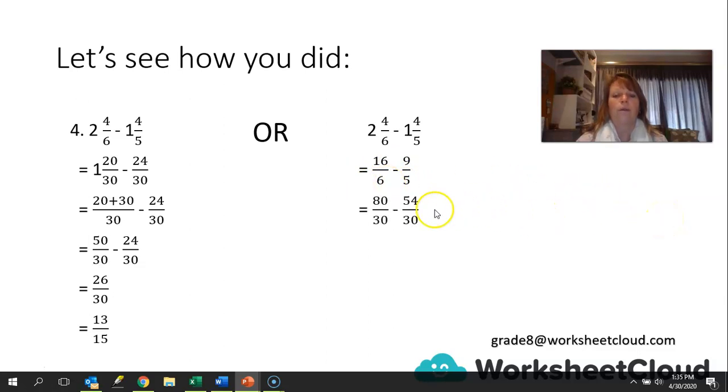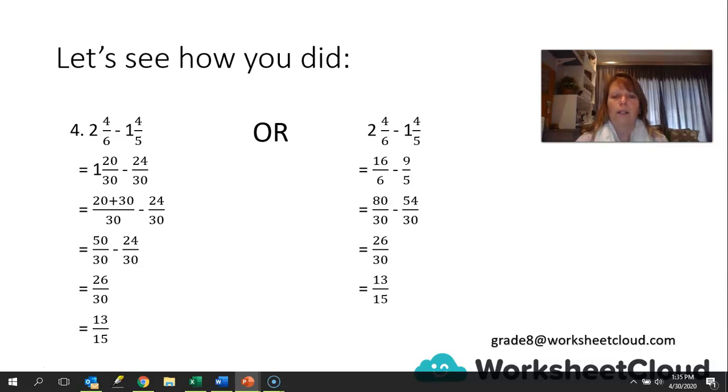We can use 30. 6 times 5 is 30. 16 times 5 is 80. 5 times 6 is 30, so 9 times 6 is 54. We can now go 80 minus 54. That's going to give me 26 over 30. Can you already see we're on the same track here? And that's going to give me 13 over 15 if I simplify it.